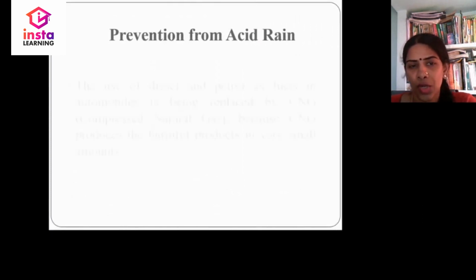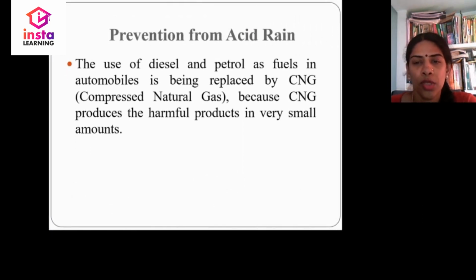Prevention of acid rain. The use of diesel and petrol as fuels in automobiles is being replaced by CNG, that is compressed natural gas, because CNG produces harmful products in very small amounts. CNG is a cleaner fuel.